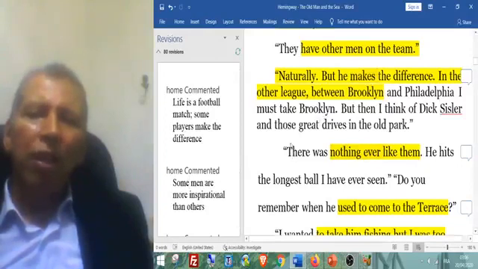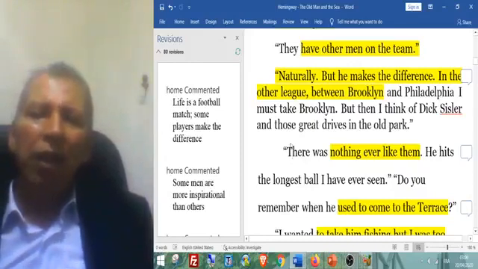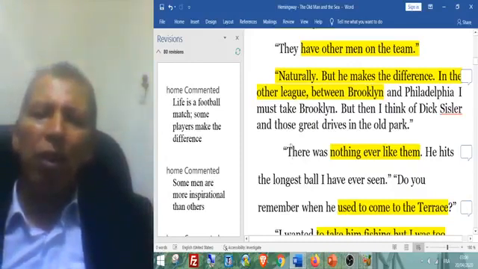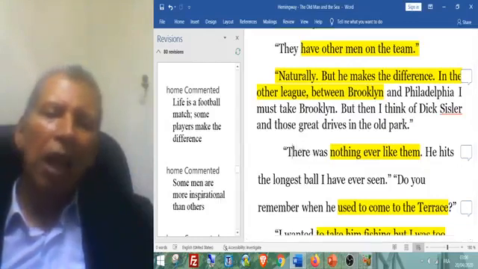There was nothing like him. When he's talking about Dick Sisler, there was nothing ever like him. He hits the longest ball I have ever seen. Do you remember when he used to come to the terrace?